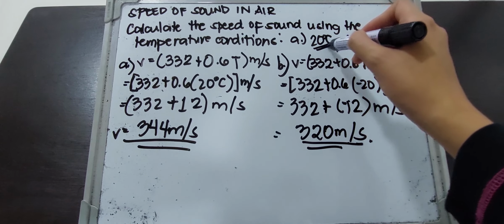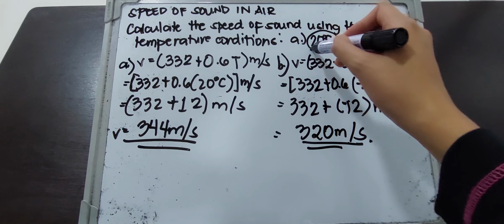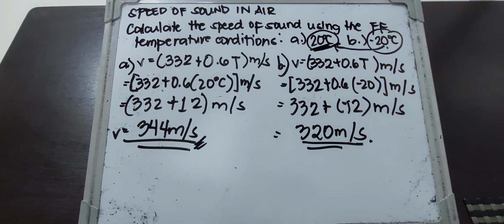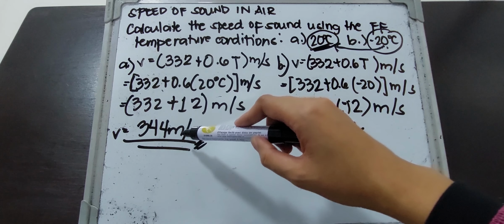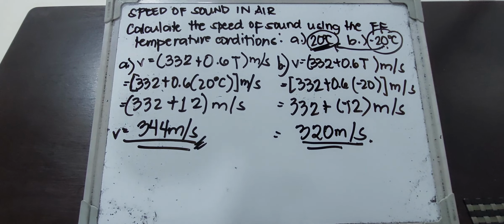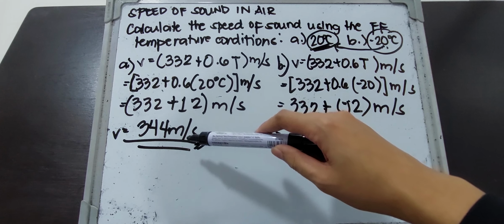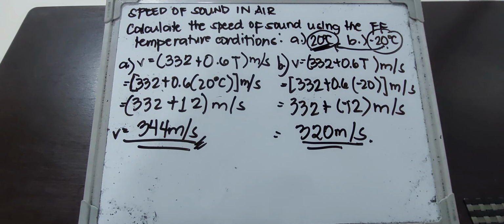Since this is the higher temperature, if the temperature increases, the speed of sound also increases. Isn't 344 faster than 320? 344 meters per second is faster than 320 meters per second. Right? So this is also the reason, or scientific explanation, why when the weather is cold, the surroundings feel peaceful. Or, not necessarily peaceful, but the noise seems lessened.